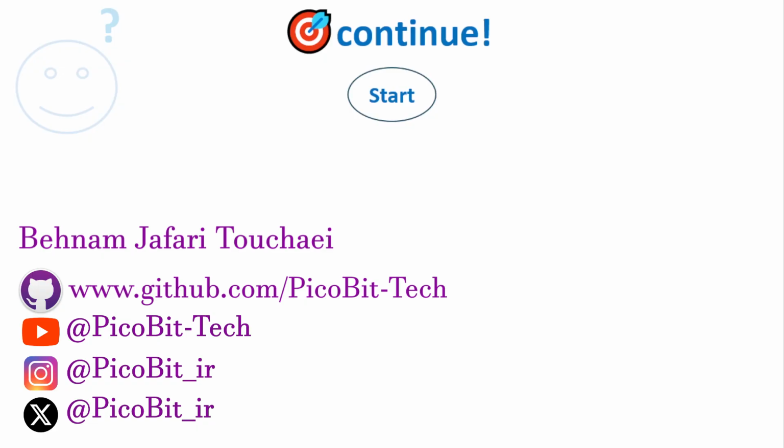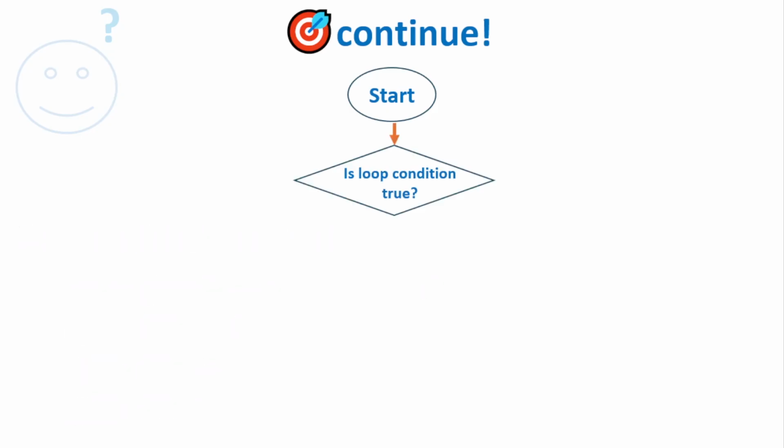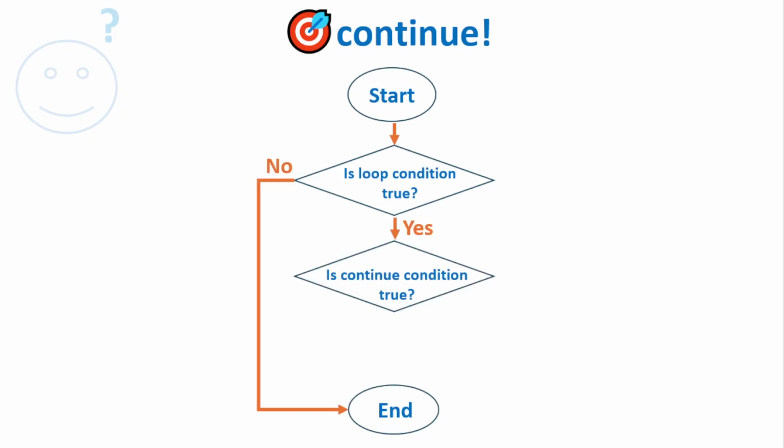Flowchart. The loop begins by initializing its control variable. Next, the loop condition is checked to determine whether the loop should continue. If the condition is false, the program exits the loop immediately. If the condition is true, the program then evaluates whether the continue condition inside the loop is met. If it is, the continue statement is executed, which skips the remaining code in the current iteration and immediately jumps back to the loop condition check.